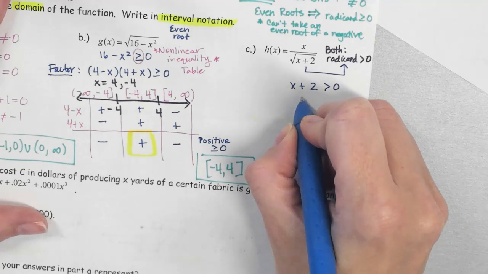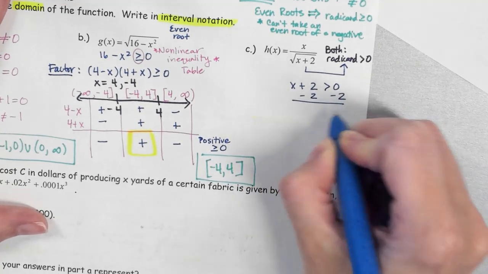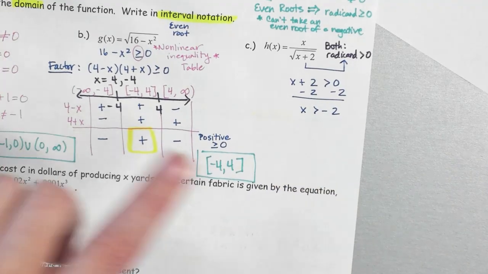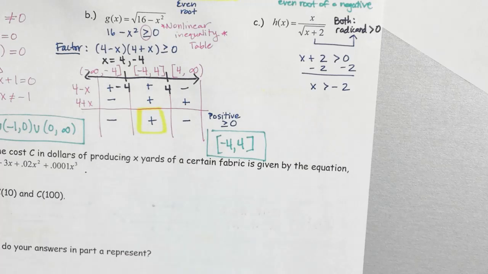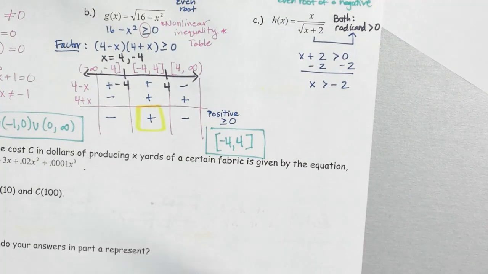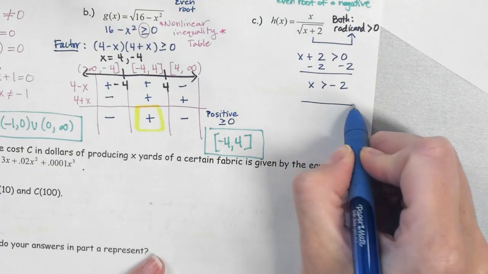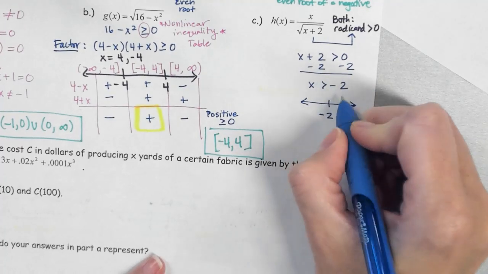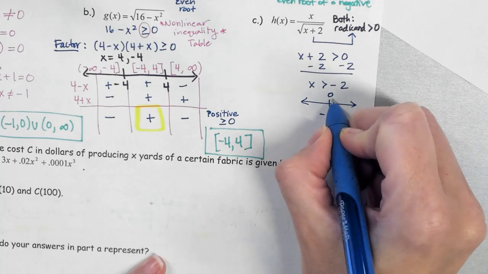So to solve, subtract 2 from both sides. Again, it's linear, so we don't have to do a table. Okay, all we have to do is write this in interval notation. Many of you can do this without setting up the number line. If you're a more visual person and it's helpful for you to see, just draw it for that purpose.